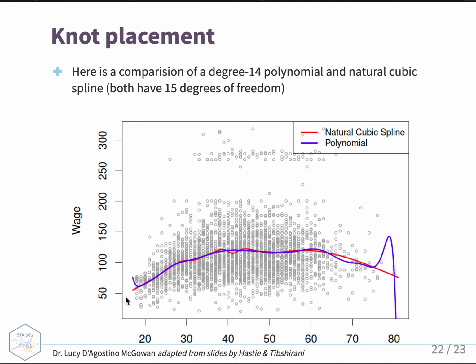Whereas the polynomial is really going crazy, especially down in this tail. Anyone that has an age over 80 is basically being predicted eventually to have a wage of negative infinity, because this polynomial is going to go all the way to infinity, which is obviously not sensible. Whereas if we look at the natural cubic spline for prediction, if we get over 80, it keeps it in a sensible range.